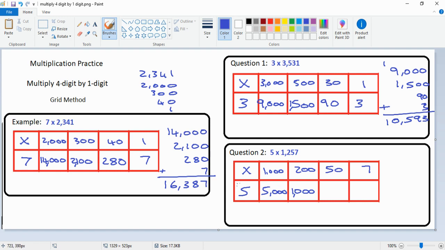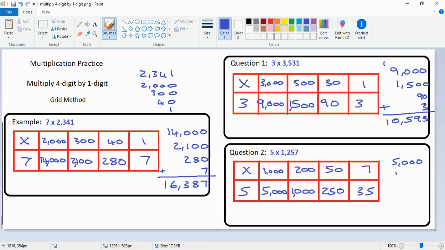5 times 50. Well, 5 times 5 is 25. I multiplied 5 by 5, but it's really 50. I ignored the 0. I'm going to bring it back. So we add it back in, 250. 5 times 50 is 250. 5 times 7 is 35. So I've multiplied everything that needs to be multiplied. I now need to add them.